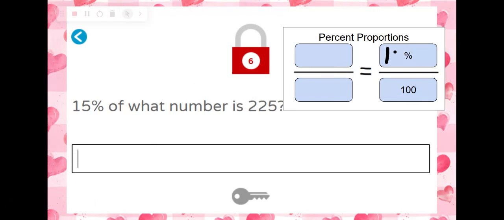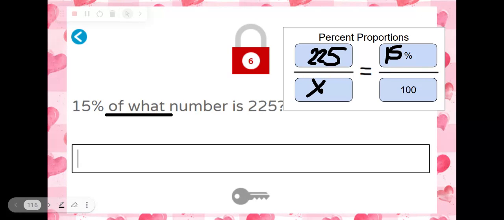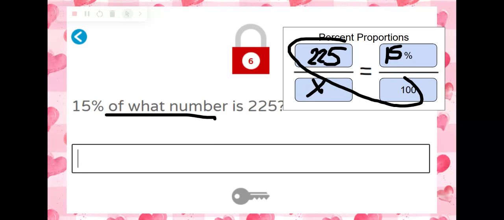15%. This time I know my percentage. 15% of what number is 225? Is 225. So we're not sure of our whole. Of what number? Complete your butterfly. 225 times 100 divided by 15.